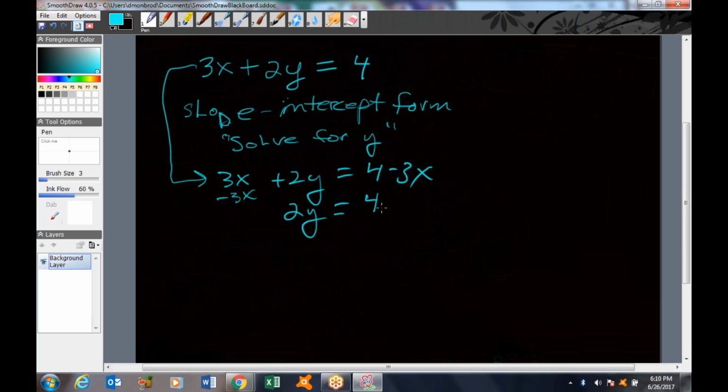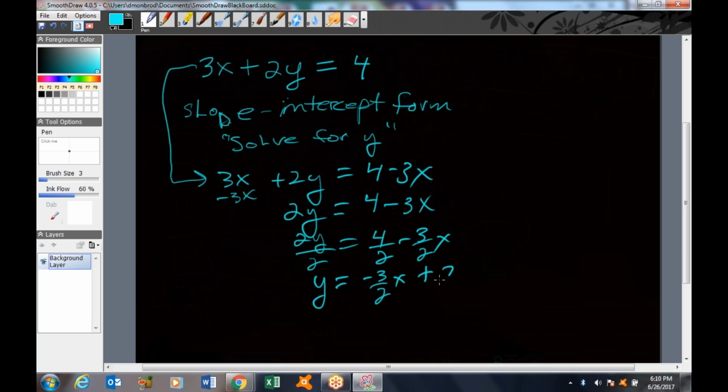So now I have this. Next, if I'm solving for y, I need to divide this by 2. So I'll do that. And let's continue. So this will be y equals, and I'm going to write it this way, minus 3/2 x. I'll put the variable term first, plus 2.